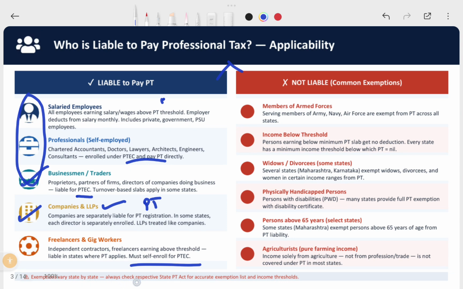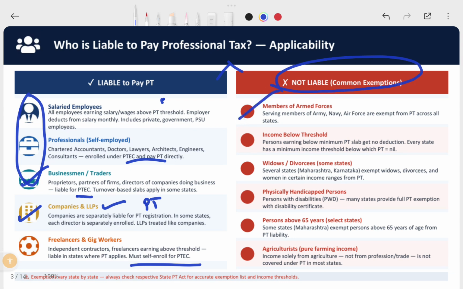Exemption by state. Always check the respective states. All these professional taxes are state-wise, so we need to check their state laws, as there might be some minor changes. Majorly they will collect 2,500 from most of the states that are liable for PT.